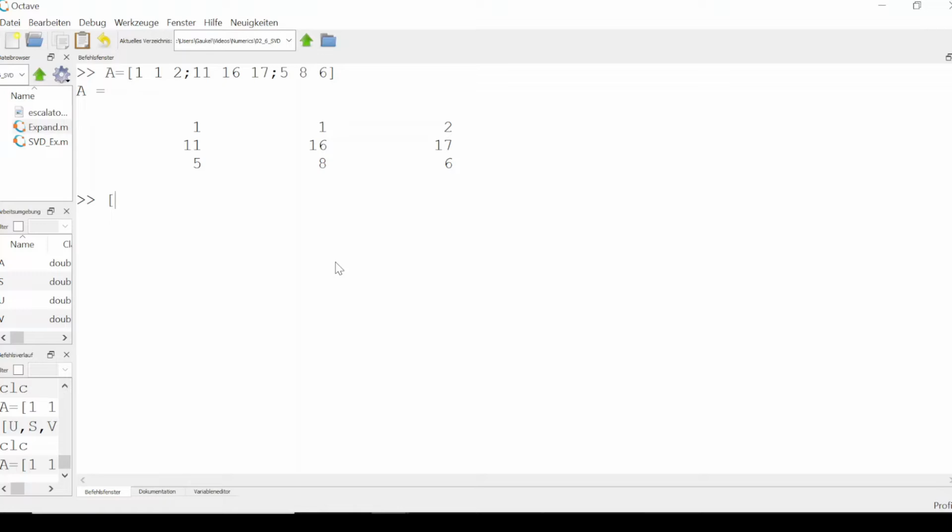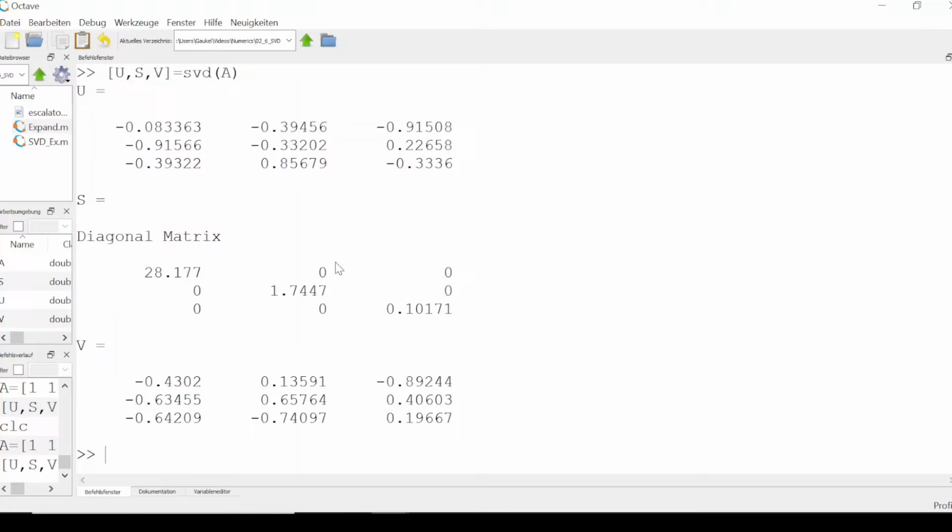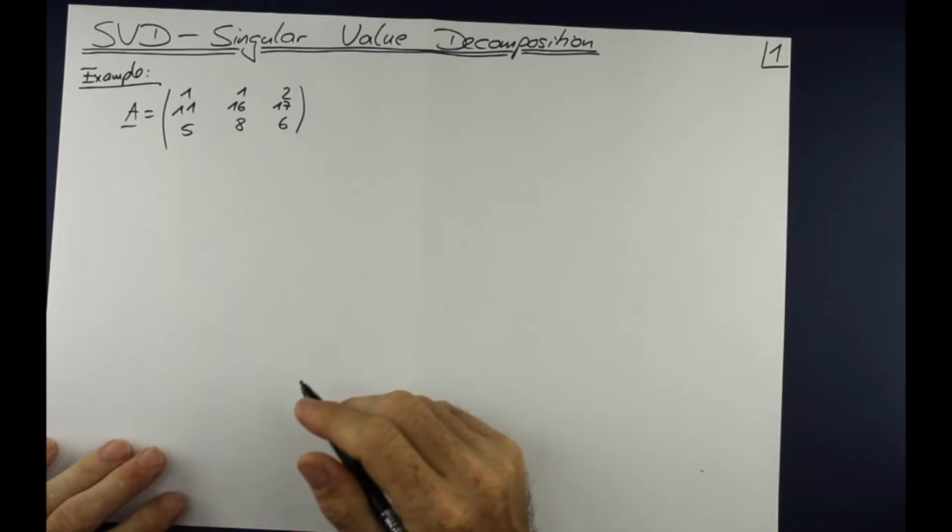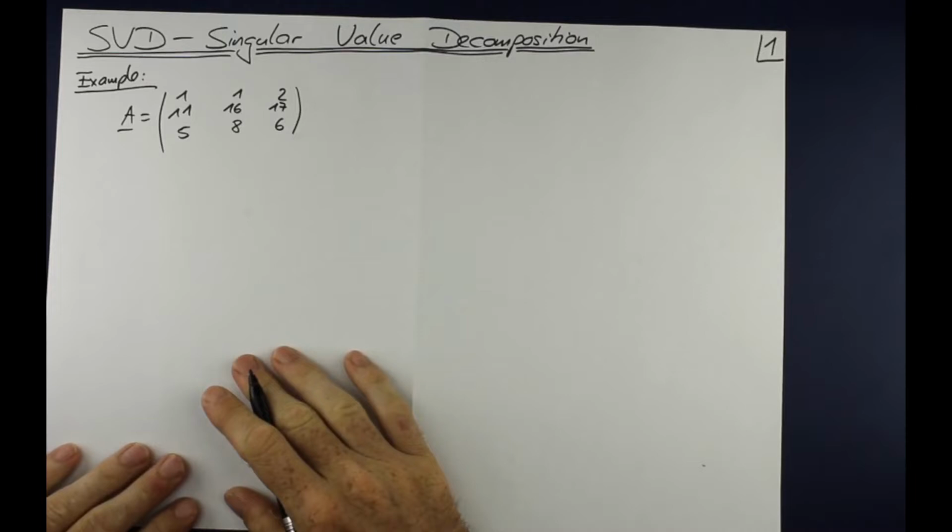And now we will get 3 return values. They are normally named U, S, and V. And the command is singular value decomposition of A. And then we get that answer. Let's write that on our paper. Let's use a rounded version of these matrices.